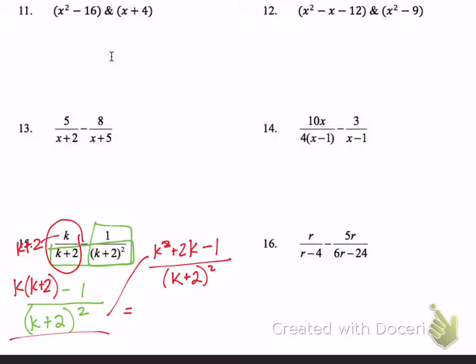So since I can't factor this, if you could factor this, you'd take it a step further, but since you cannot factor it, you just leave it as is. We're not going to do any quadratic formula, anything like that for this chapter.